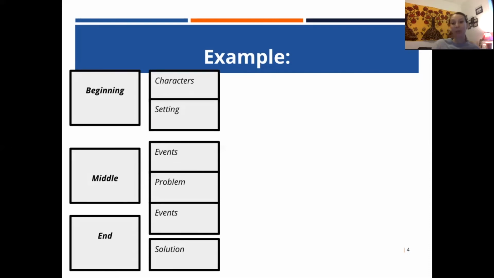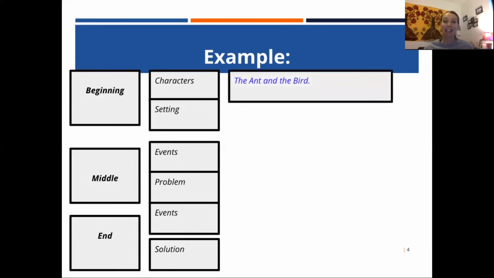So in this story, we see that the characters are the ant and the bird. We learn that the setting is near the edge of the river. We don't know when the story happens, but we can guess that it's during the day.